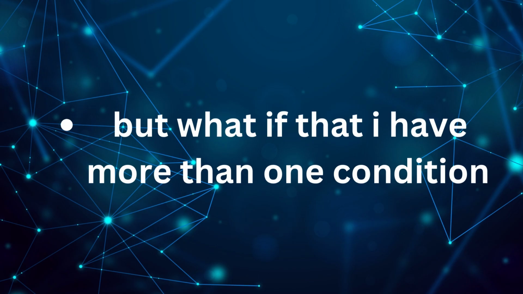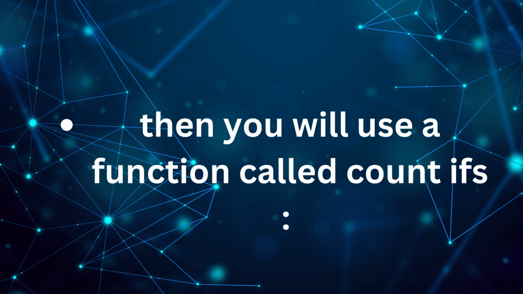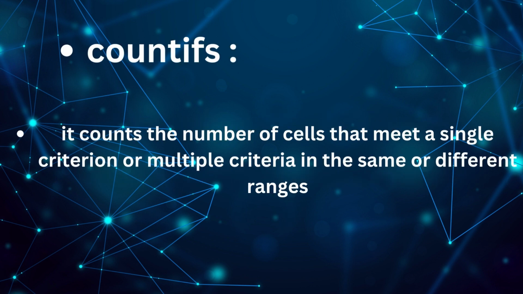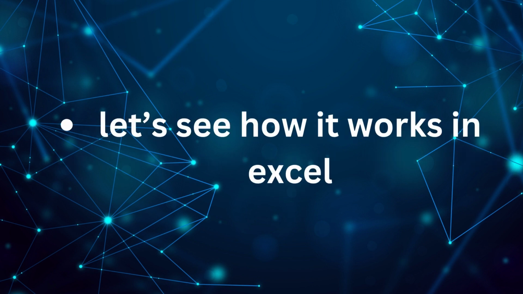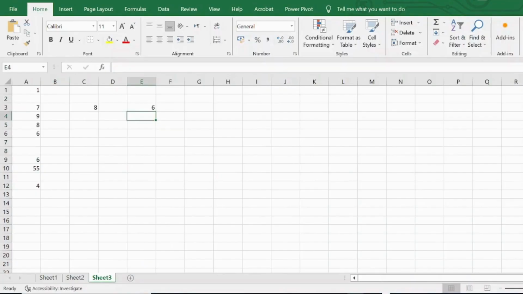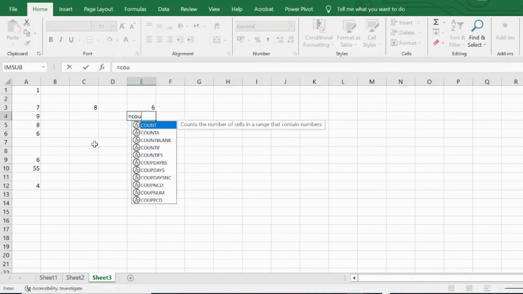But what if I have more than one condition? Then you will use a function called COUNTIFS. It counts the number of cells that meet a single criterion or multiple criteria in the same or different ranges. Let's see now how it works in Excel. For example, if I want to count the values which are greater than 4 and less than 15 in this data set. So equals COUNTIFS.